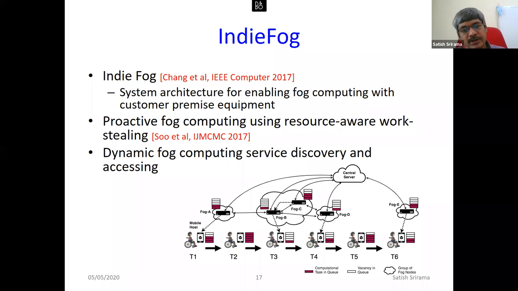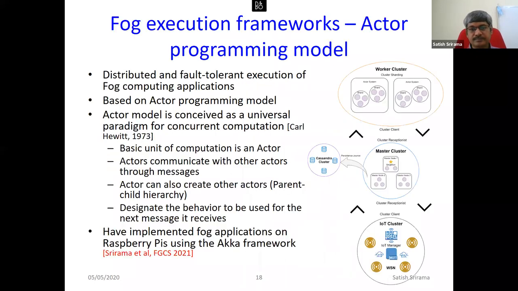This proactive fog computing can actually happen as work stealing as well. Of course, the critical challenges will be how to find the ideal fog node for that processing. How do we respectively find that particular service on that particular fog node? So these all will be the critical challenges which the community still has to address. That's about iFogSim as far as it is concerned.